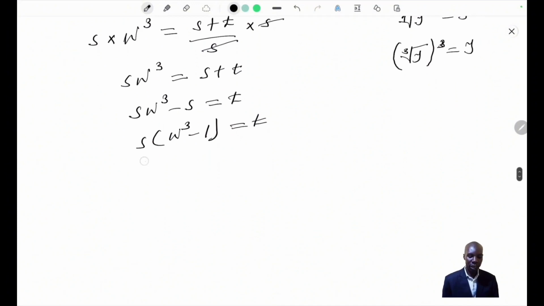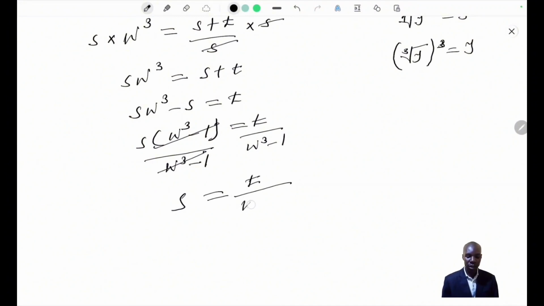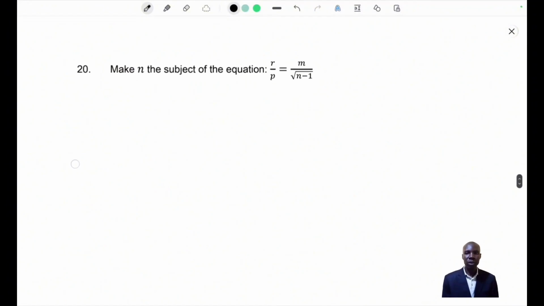From here, we can divide both sides by W cubed minus 1, W power 3 minus 1. So that will cancel out. We'll have S equals T over W cubed minus 1. And that is how that is supposed to be done.